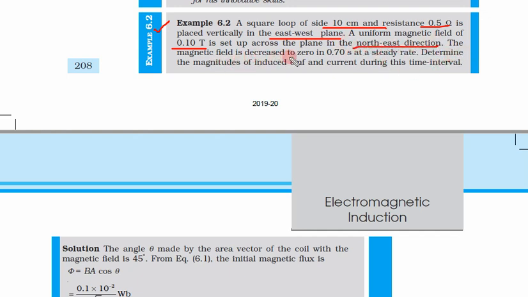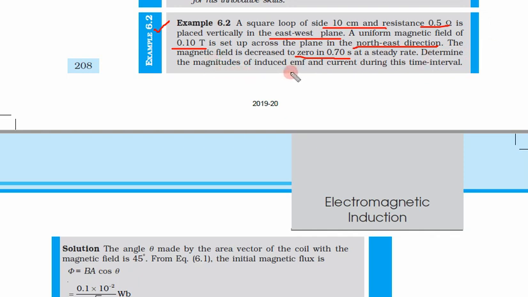The magnetic field is decreased to 0 in 0.70 second. So now they are reducing the magnetic field, and in 0.7 second it is decreased to 0 at a steady rate. So that means it does not immediately become 0, slowly it is going down. Previously it was 0.10 Tesla and now it is 0. So this is not a sudden change, the magnetic field is reduced slowly.